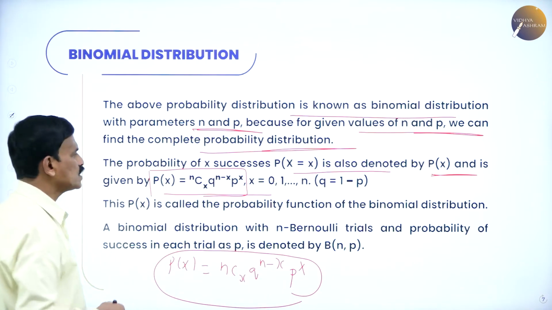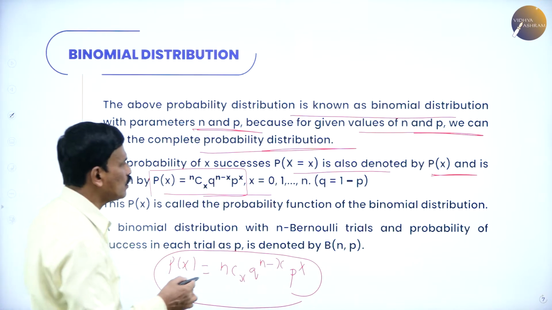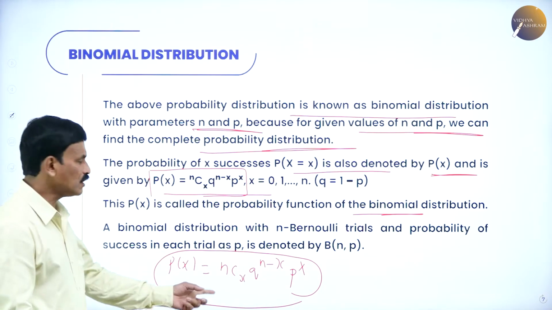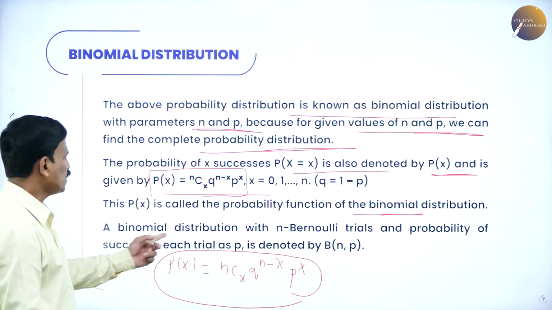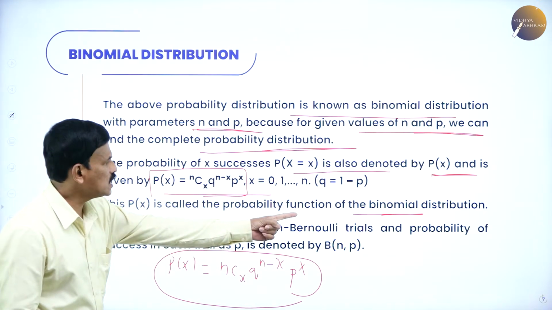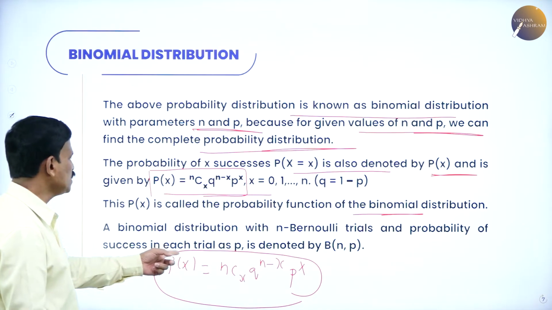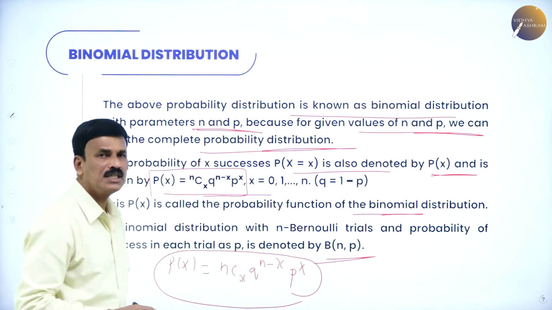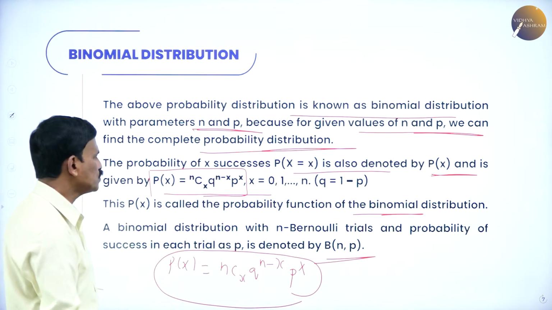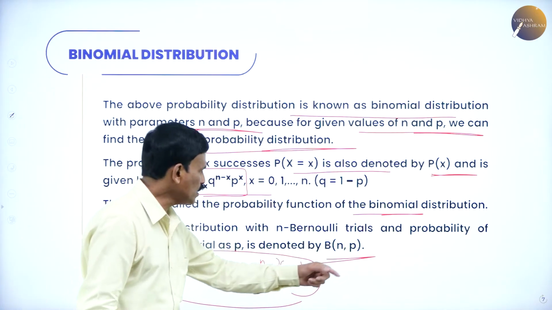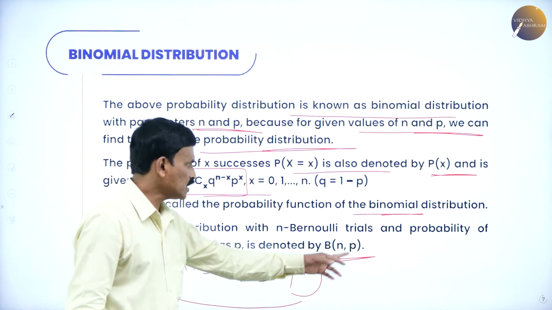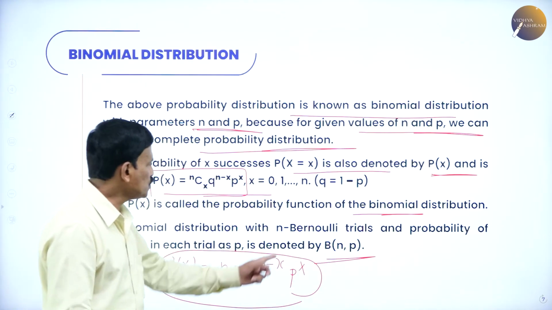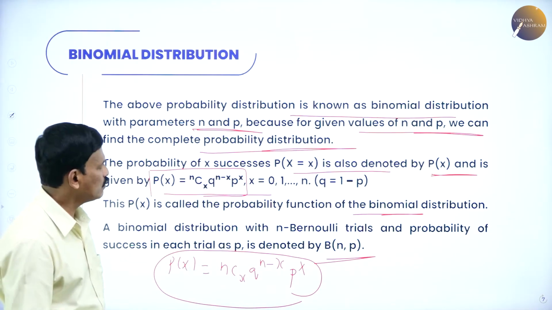P of x is called the probability function of the binomial distribution. A binomial distribution with n Bernoulli trials and the probability of success in each trial as P is denoted as B of n comma P. That is the binomial distribution.